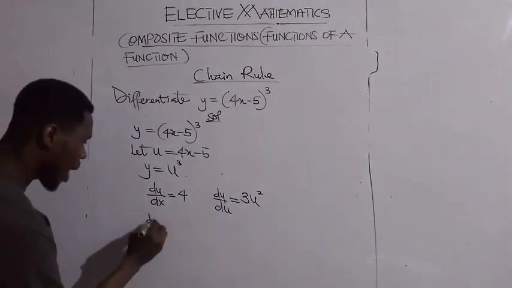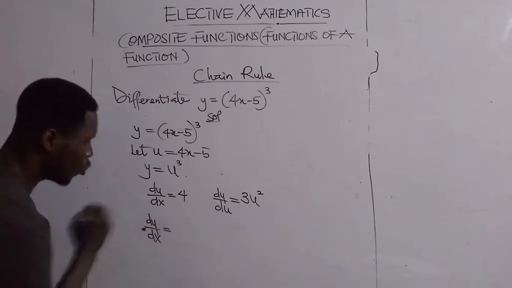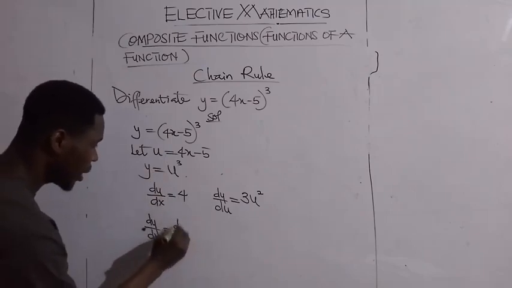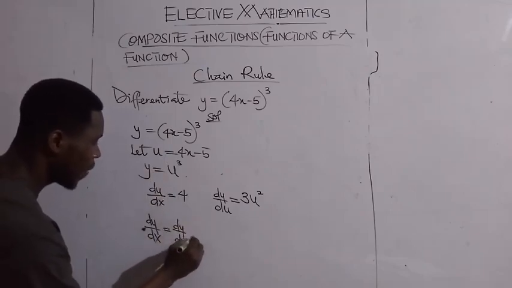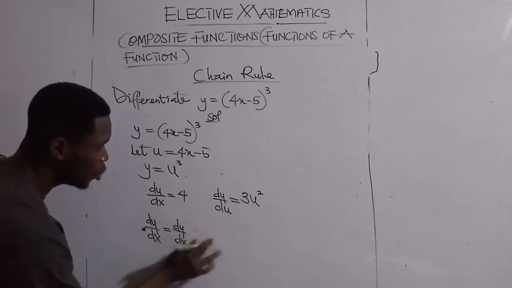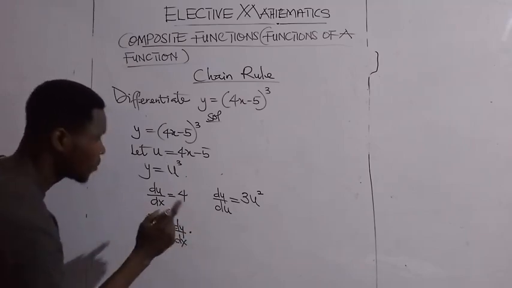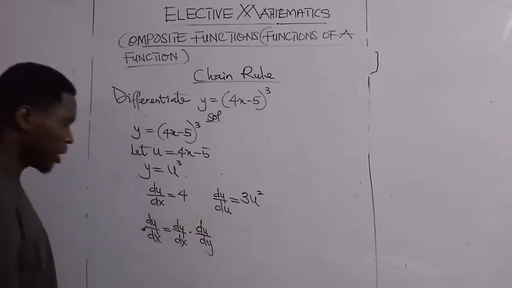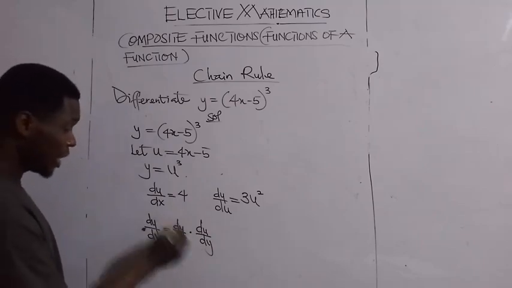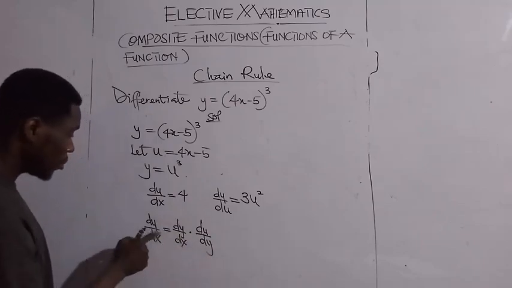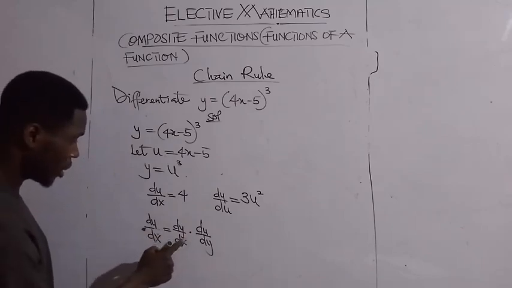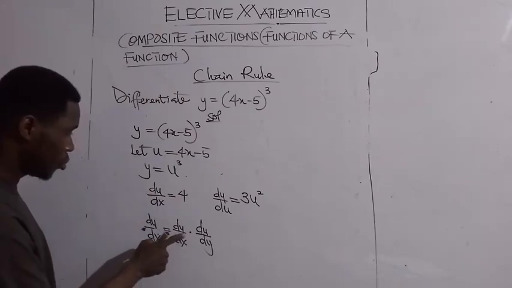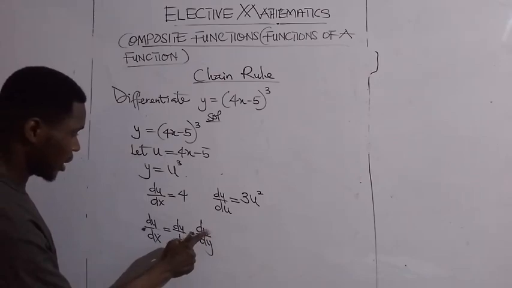Now, our dy over dx will be equal to, we multiply, let me use dots. The dot signifies multiplication. Then we bring du over dx and dy over du. Let me state it well: du over dx, and we have dy over du.